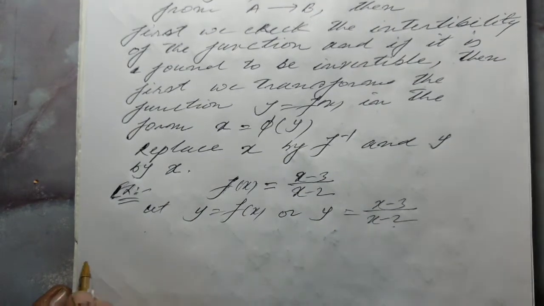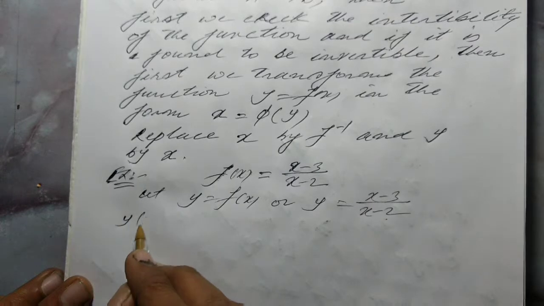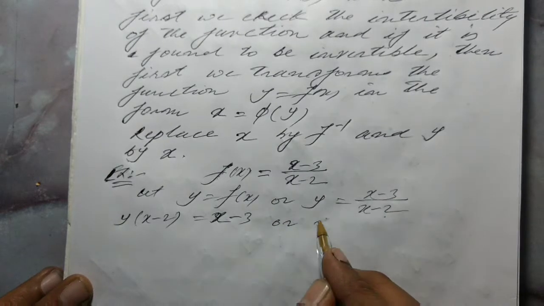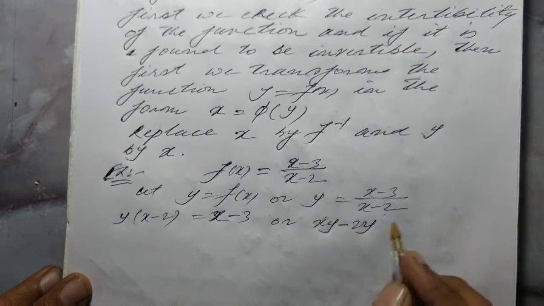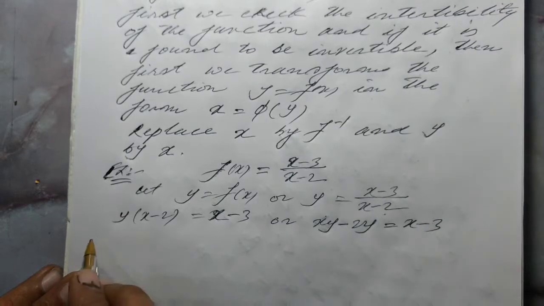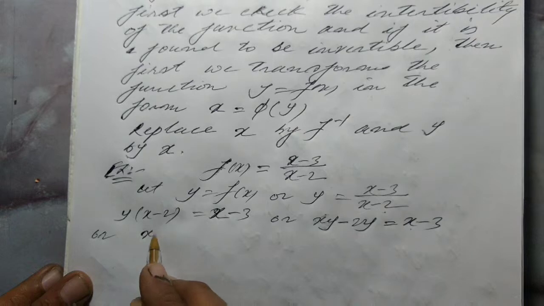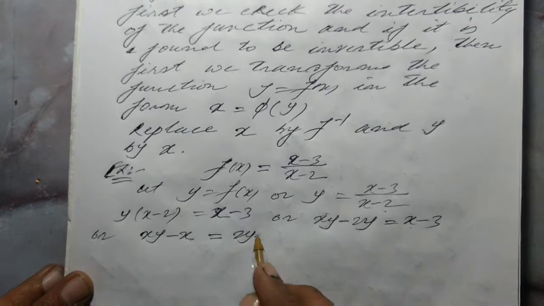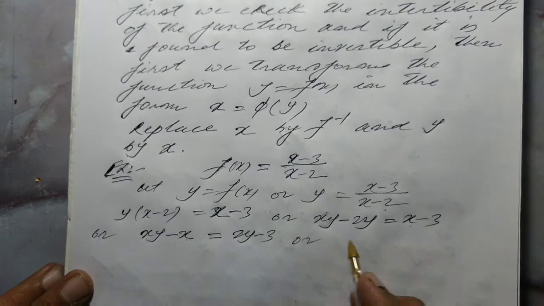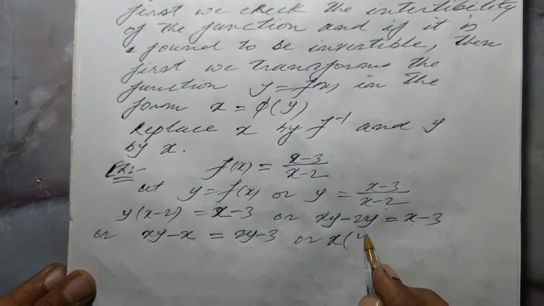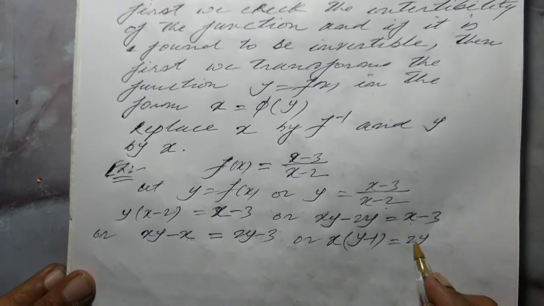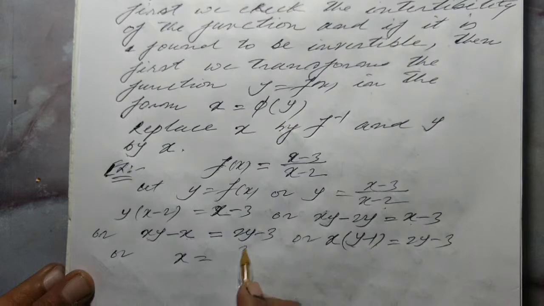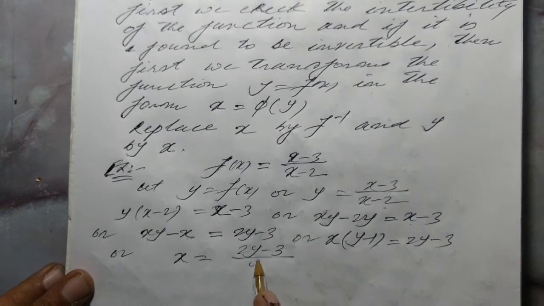Then transposing x minus 2 to left hand side, we get y(x minus 2) is equal to x minus 3, or xy minus 2y is equal to x minus 3, or transposing x to left hand side, xy minus x, and transposing 2y to right hand side, we get 2y minus 3, or taking x common out of these two terms, we have x(y minus 1) is equal to 2y minus 3, or transposing this binomial to right hand side, we get x is equal to (2y minus 3) upon (y minus 1).